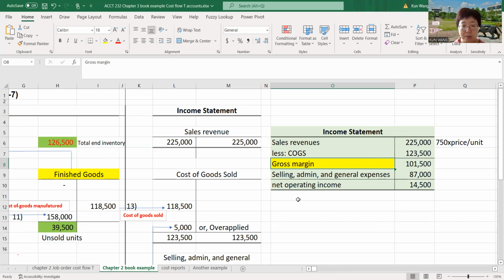And I will stop here. In the next video, I will explain the cost of goods manufactured and the cost of goods sold report.